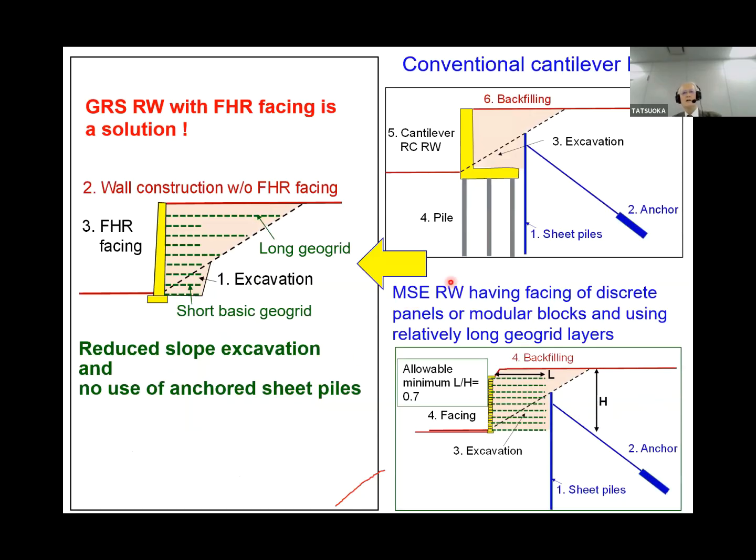So in these two cases, the conventional cantilever and MSE retaining wall having discrete panels or modular blocks and using relatively long grids, we need a large amount of excavation and an expensive temporary construction system. Then we propose the DR retaining wall with full height facing. This is a solution. Here are the short basic geogrids. Then we can reduce slope excavation, with no use of anchored sheet pile.